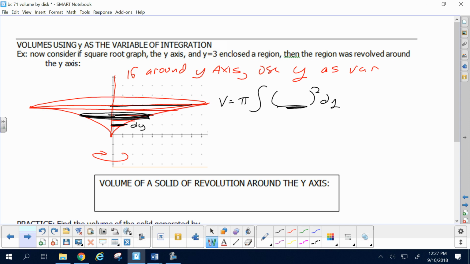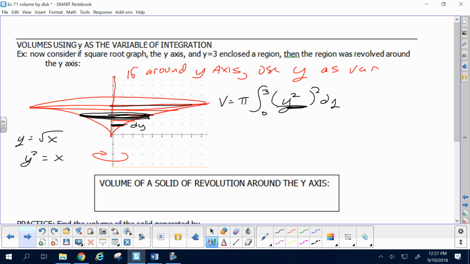Now what's the function? If y is the square root of x, then as a function of y, x is y squared. So when I go to write the function squared, I'm actually going to have to use the y version of the function to match the differential dy. The limits will also have to be y values, so instead of 0 to 9, 0 to 3 are the y values. Follow?